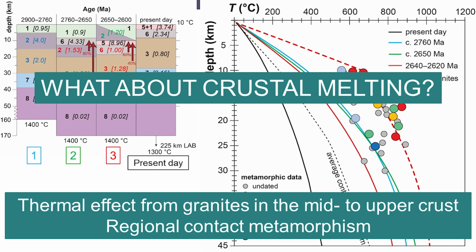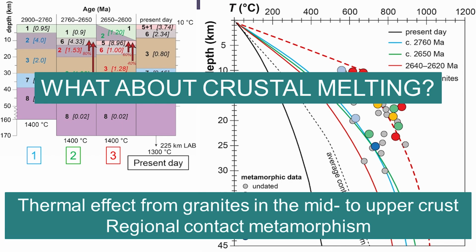Okay, so this suggests that, yes, we do see the thermal effect of granites in the mid to upper crust, which is consistent with this idea that large parts of the Yilgarn record regional contact metamorphism at about 2640. So that does seem to be consistent with what we're seeing. All right. But what about crustal melting?